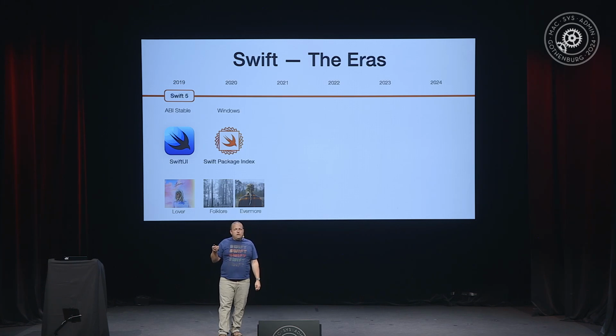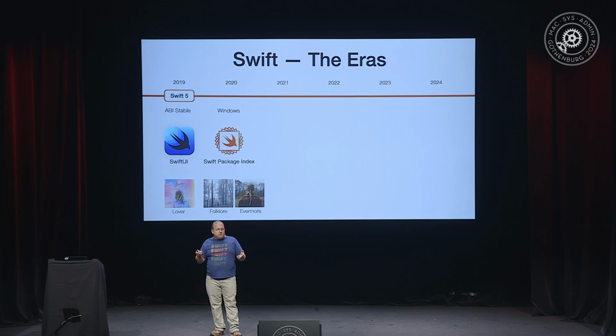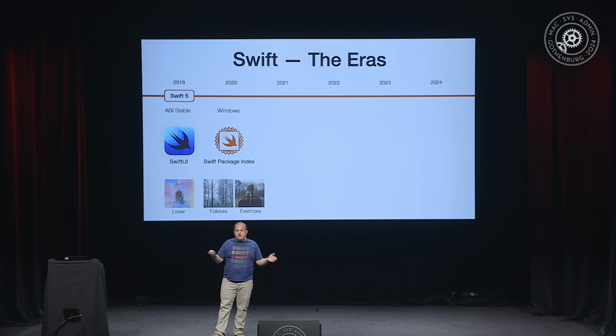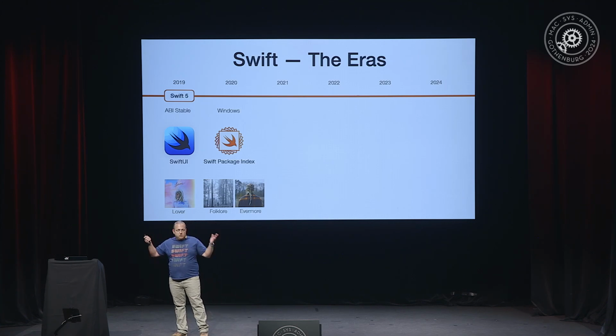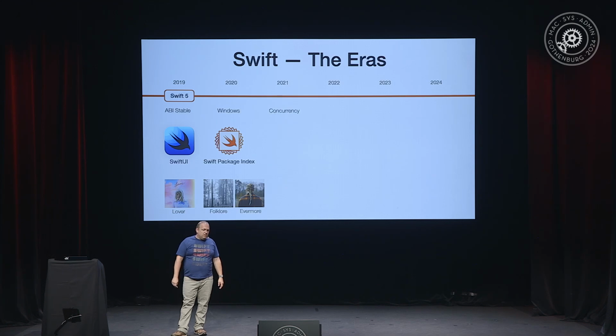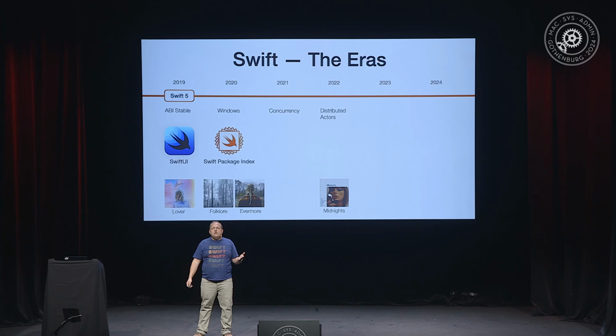The next year, we got compatibility with Windows: run the Swift compiler on Windows, build binaries for Windows. And the Swift Package Index. The Swift package manager was successful. There were already hundreds of packages. So the Swift Package Index is a database run by the Swift organization that indexes them. You can search for them. Very useful. And the remaining changes since then, and there were a lot, focused mostly on concurrency.